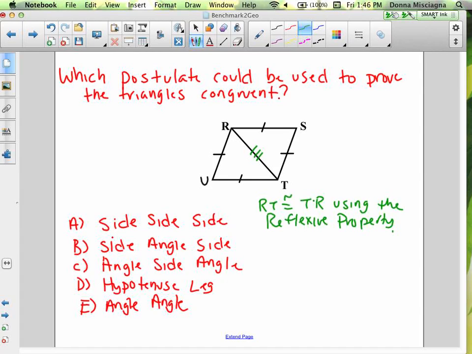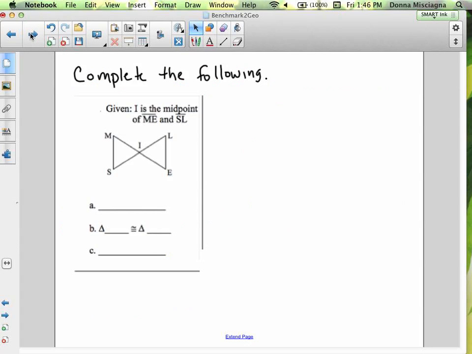And that means you've got three pairs of corresponding sides congruent. This is side, side, side. That one was pretty easy, I hope. So look for those shared parts. You can always prove they're congruent. All right, let's look at this one. This is kind of like one we did in class as well.